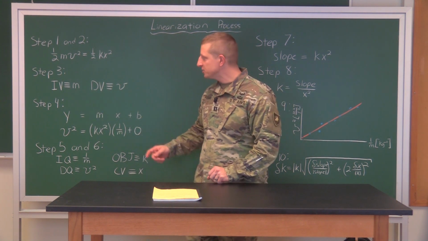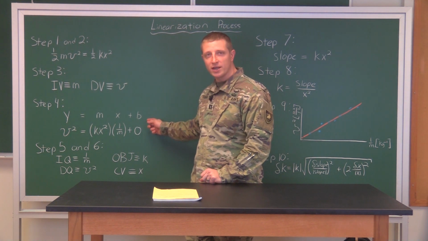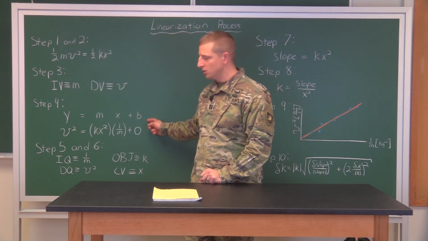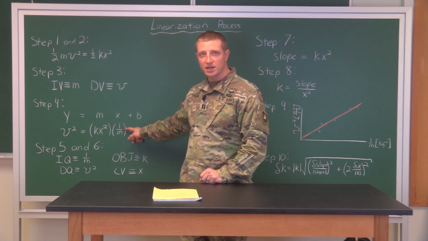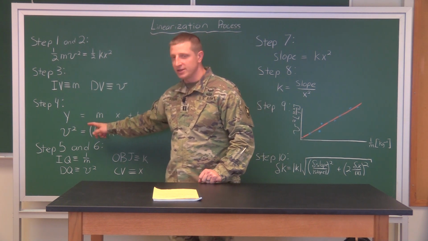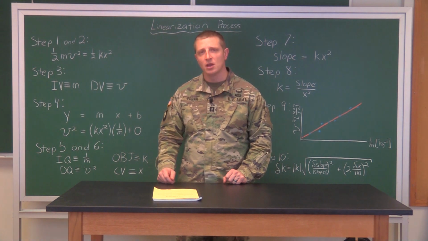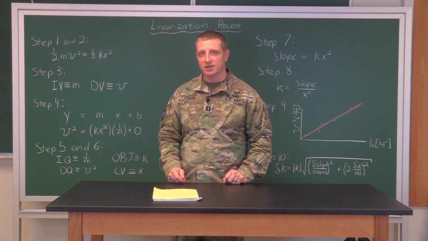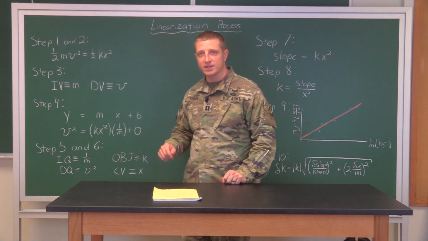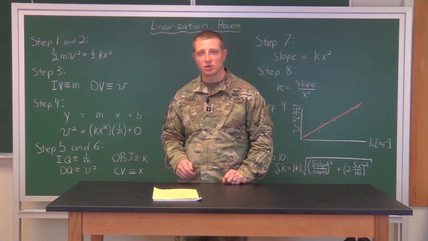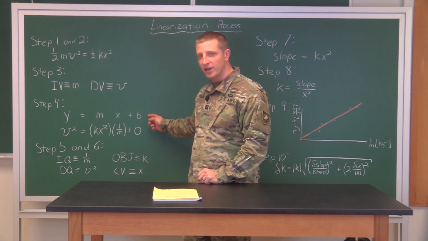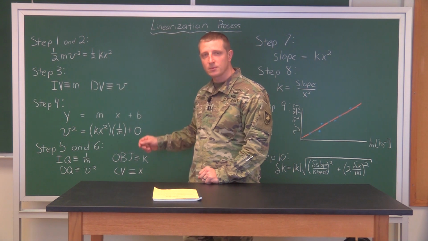Next, you're going to rearrange the equation so that it's in the y equals mx plus b form, where the independent variable is on the right-hand side of the equation and the dependent variable is isolated on the left-hand side of the equation. I recommend that you not only isolate the independent quantity on the right-hand side of the equation, but also draw parentheses around it so that it better reflects the linear equation.